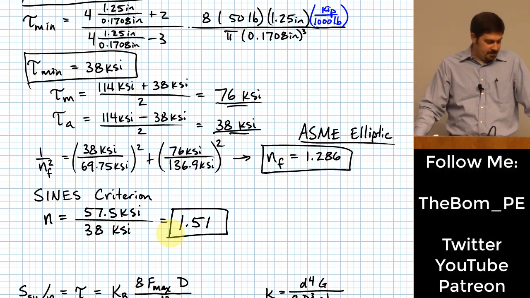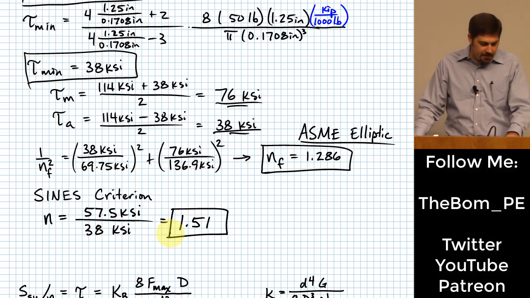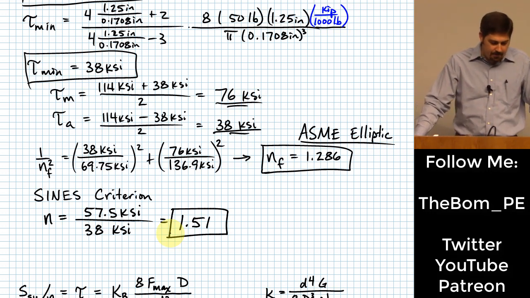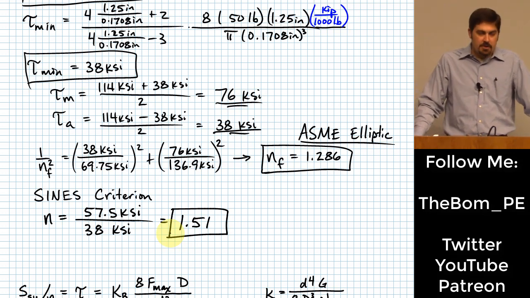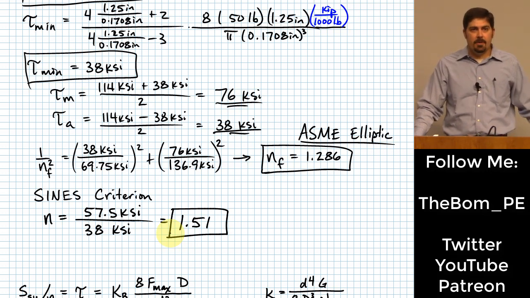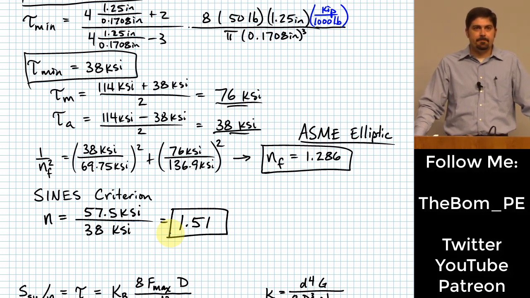So, I believe if you look in some of the example problems in the text, I think they actually use the Sines criterion in the example problem right after this section. So if you want to see that, it's basically the same thing I did.